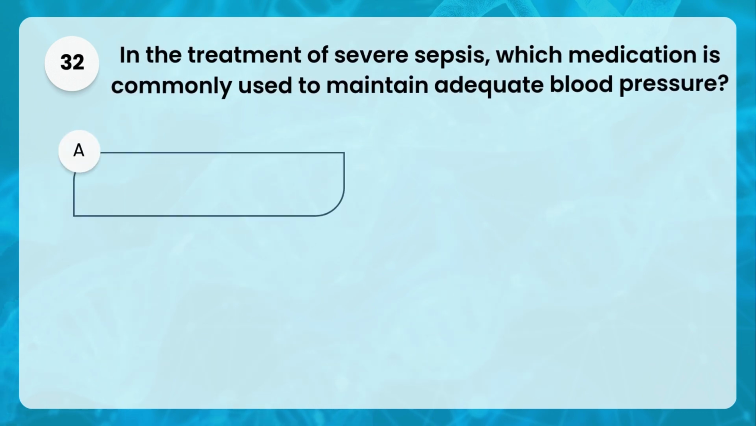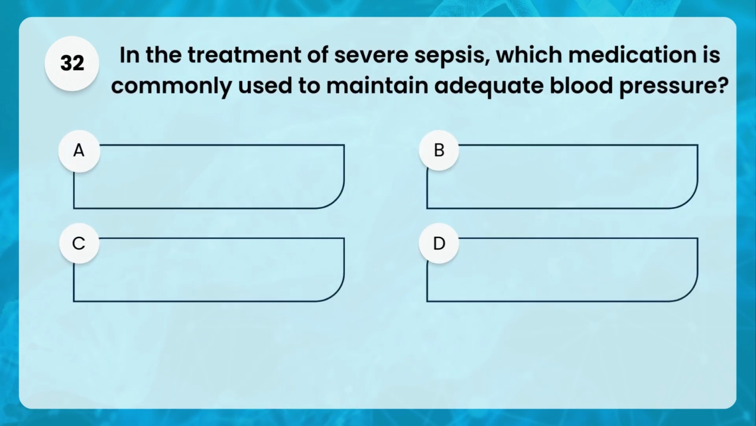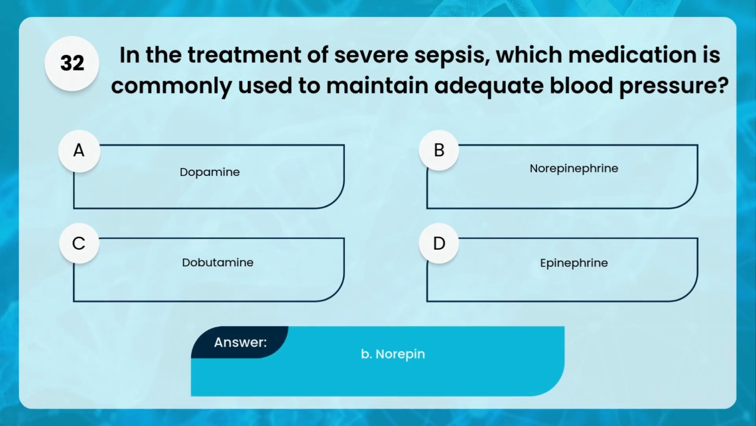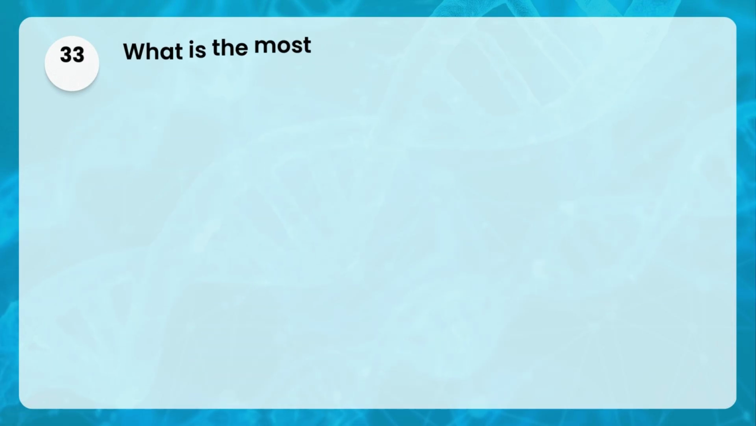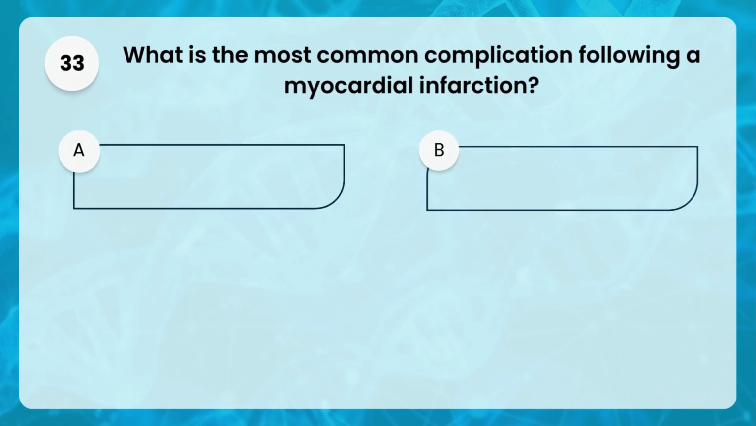32. In the treatment of severe sepsis, which medication is commonly used to maintain adequate blood pressure? A. Dopamine. B. Norepinephrine. C. Dobutamine. Or D. Epinephrine. The answer is B. Norepinephrine.